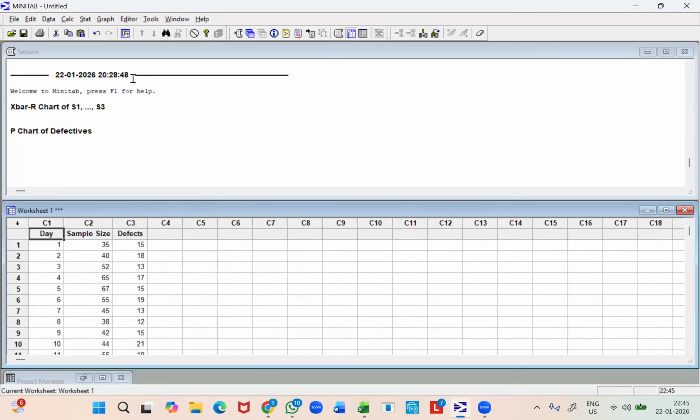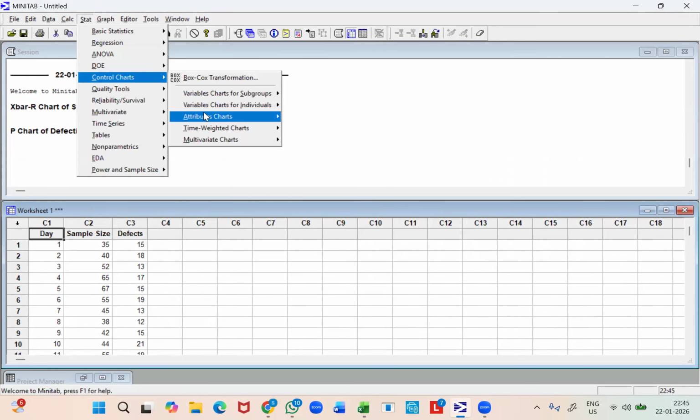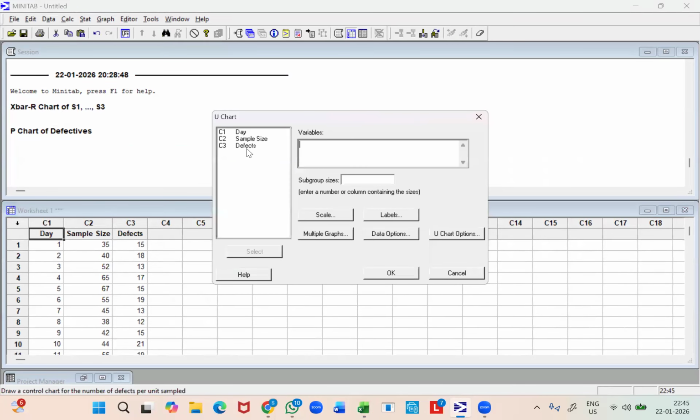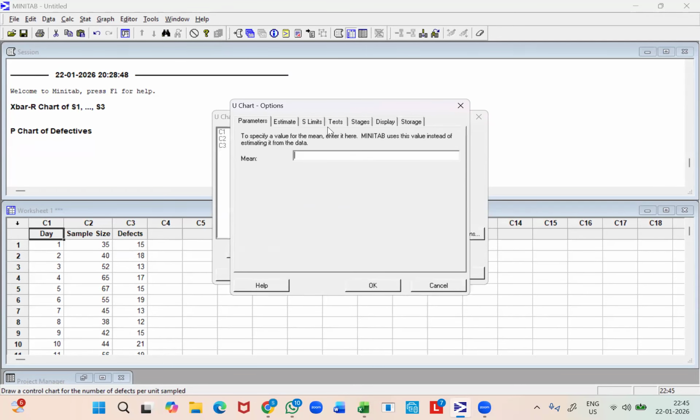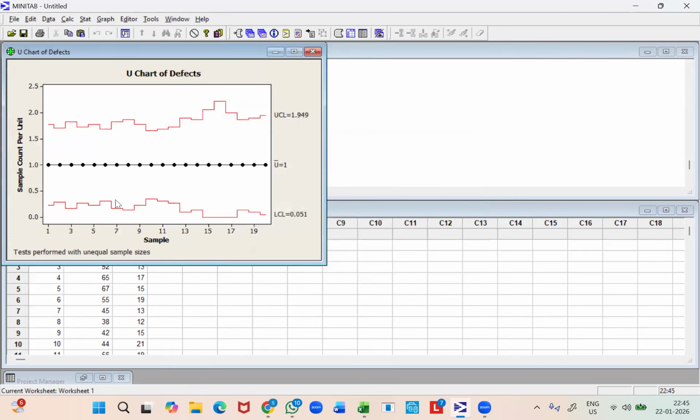Right. So we again need to go to Stat, Control Charts, Attribute Charts. Under that we have U chart. Just click on this, so the dialog box will open. The variable is the defects data and the subgroup size is sample size. Click on this U chart options and then click on test and say that you need to perform all the tests for identifying the special cause, and we click OK at both the places.